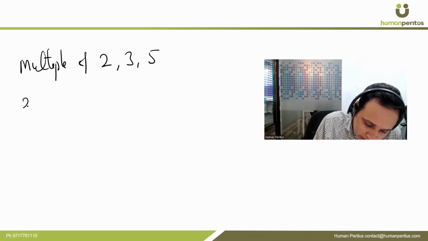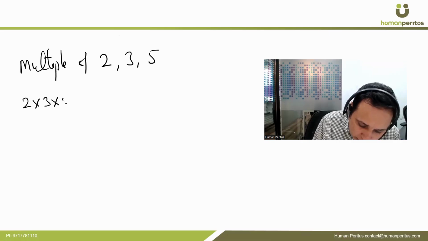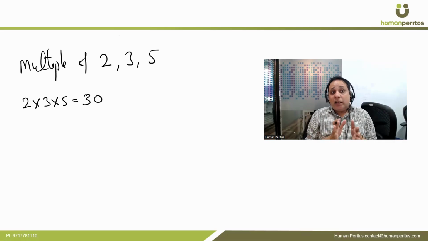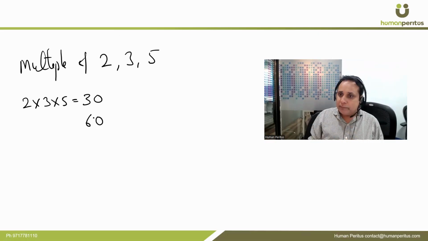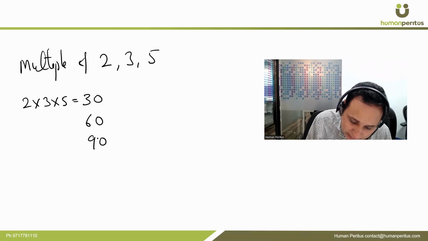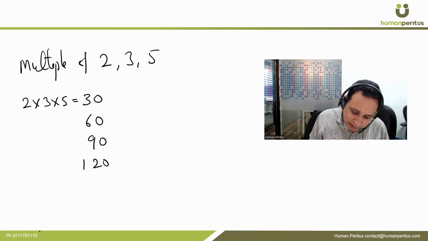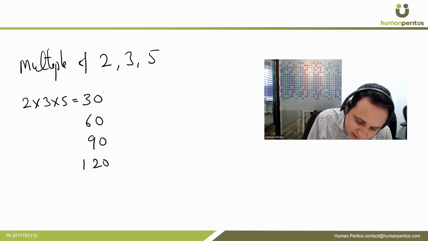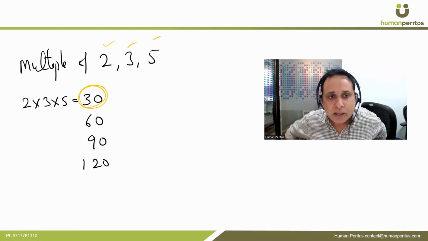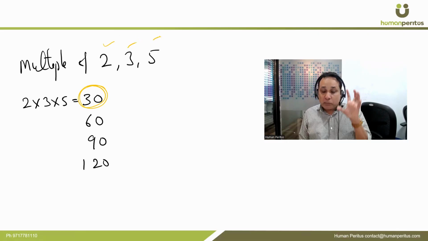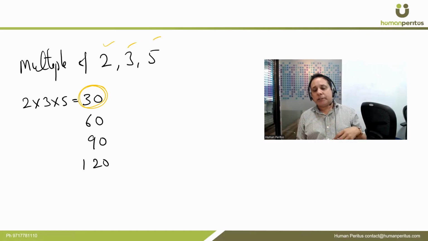So one number will be 2 into 3 into 5, and this is what? 30. So 30 is perfectly dividing 2 also, 3 also, 5 also. Okay, then 60 will also divide all of them. Then 90 will also divide, 120 will also divide. So the smallest such number which is dividing all of them is 30, which is nothing but LCM of 2, 3, 5. So LCM is nothing but the smallest multiple of all these numbers.